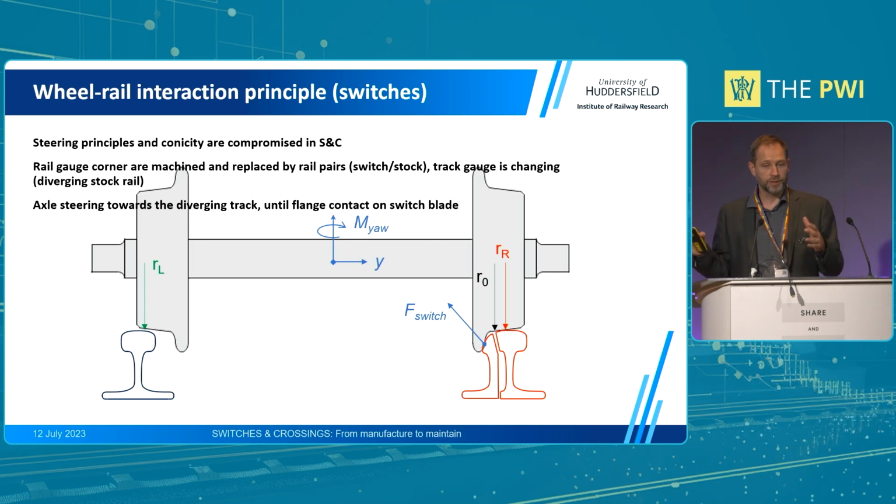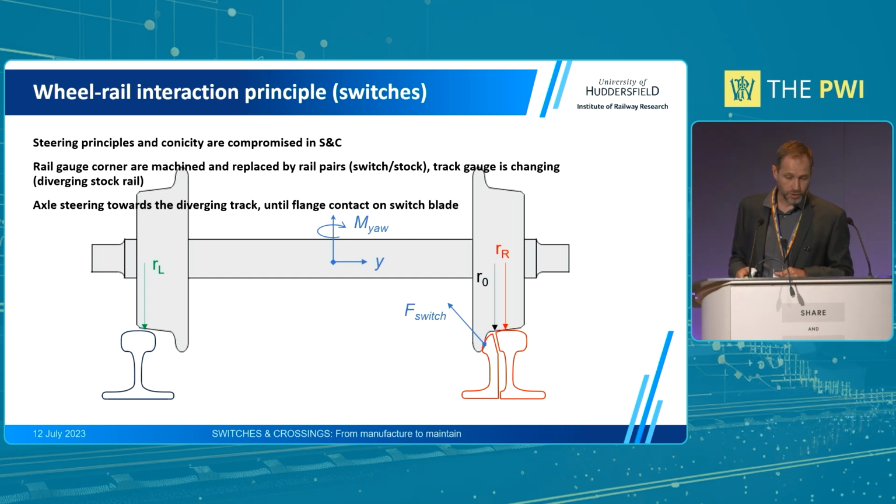So that creates a moment onto the axle that yaws, and then it will tend to eventually go into contact with the switch. So you can have fairly harsh normal contact, high stresses again on the switch, but you also have a lot of differential speed on the top surface of the stock rail. So that's what generates your squats and RCF over time after many wheel passages. So we want to try and minimize this.